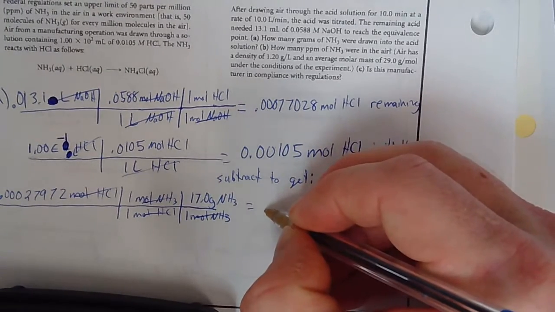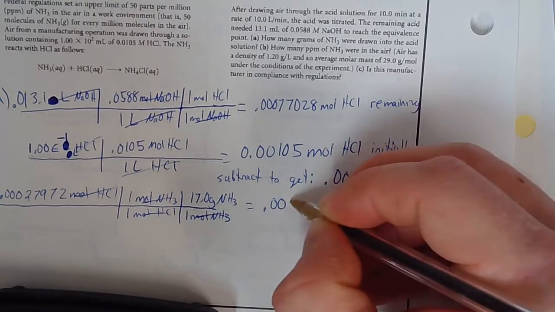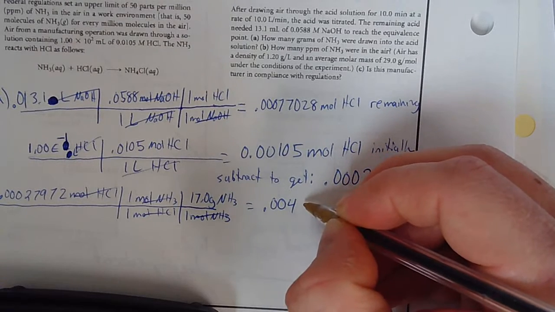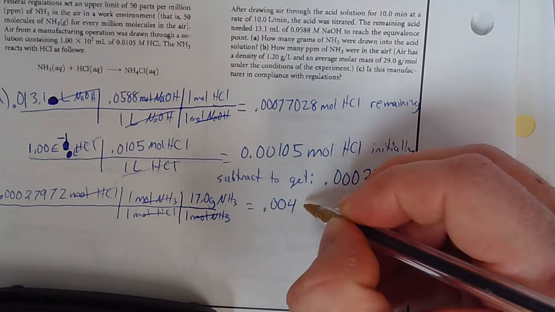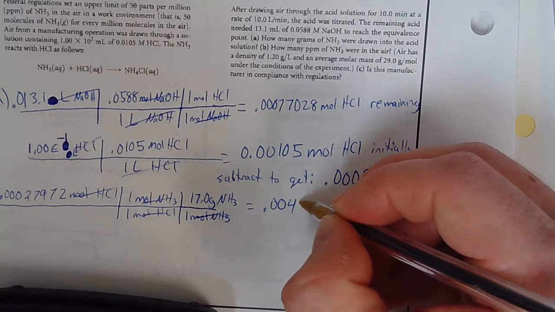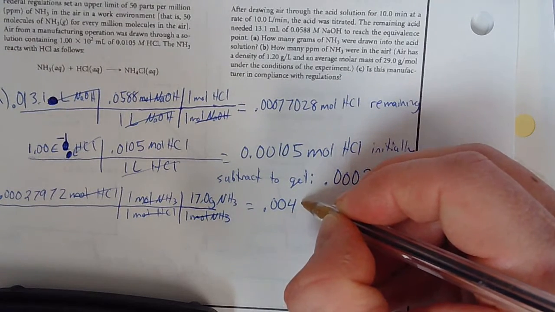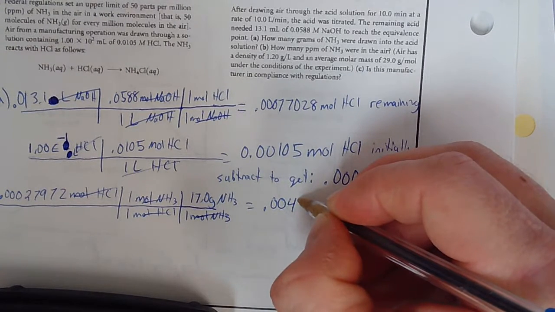So once I did that, I got 0.004. Let's say about 3 significant figures would be appropriate there. So 476.